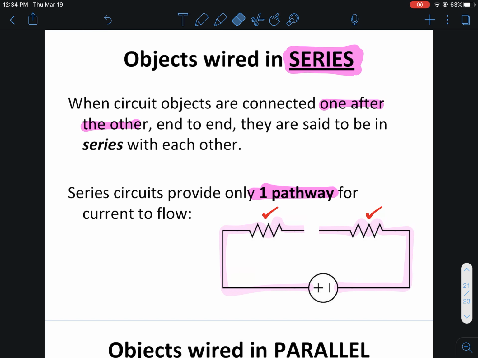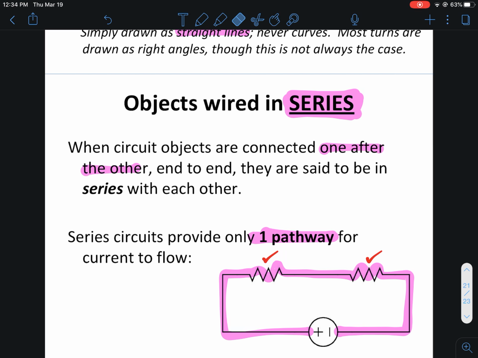Now the problem with series, if you were to, for example, break the wire right there, guess what happens? Hopefully you said it. If you break the wire, that whole circuit stops. There's no longer a closed loop for it to work. This happened all the time in old Christmas lights, holiday lights. If one of the bulbs went out completely and busted, the entire strand of lights went out. That's not the best way to wire those things.